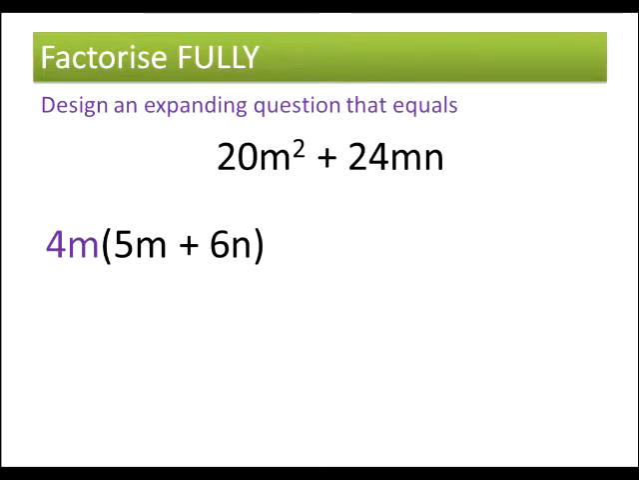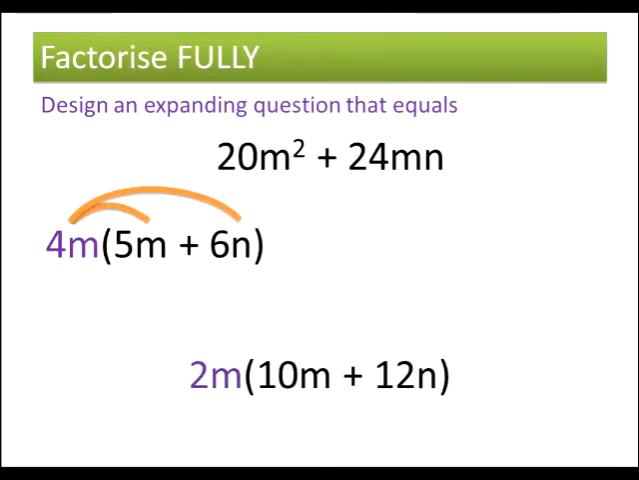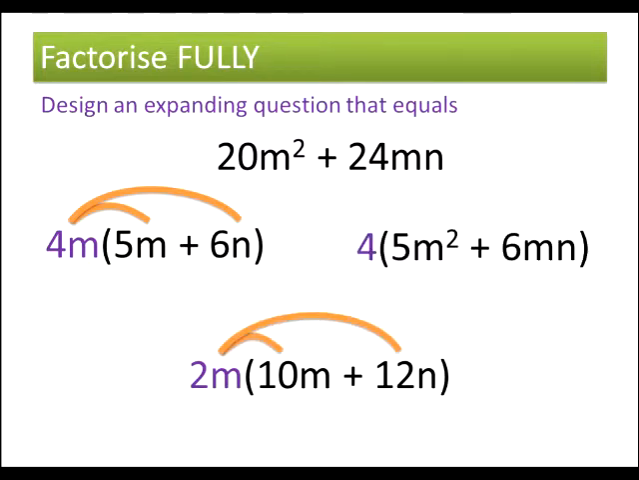So here's my first one. I've got 4m outside because 4 is a factor of 20 and 24, and there's an m in both terms, so I can also say that is a factor. I expand that, I get my answer. Here's another one. I took 2m outside this time, exactly the same process, it works, and just a 4.